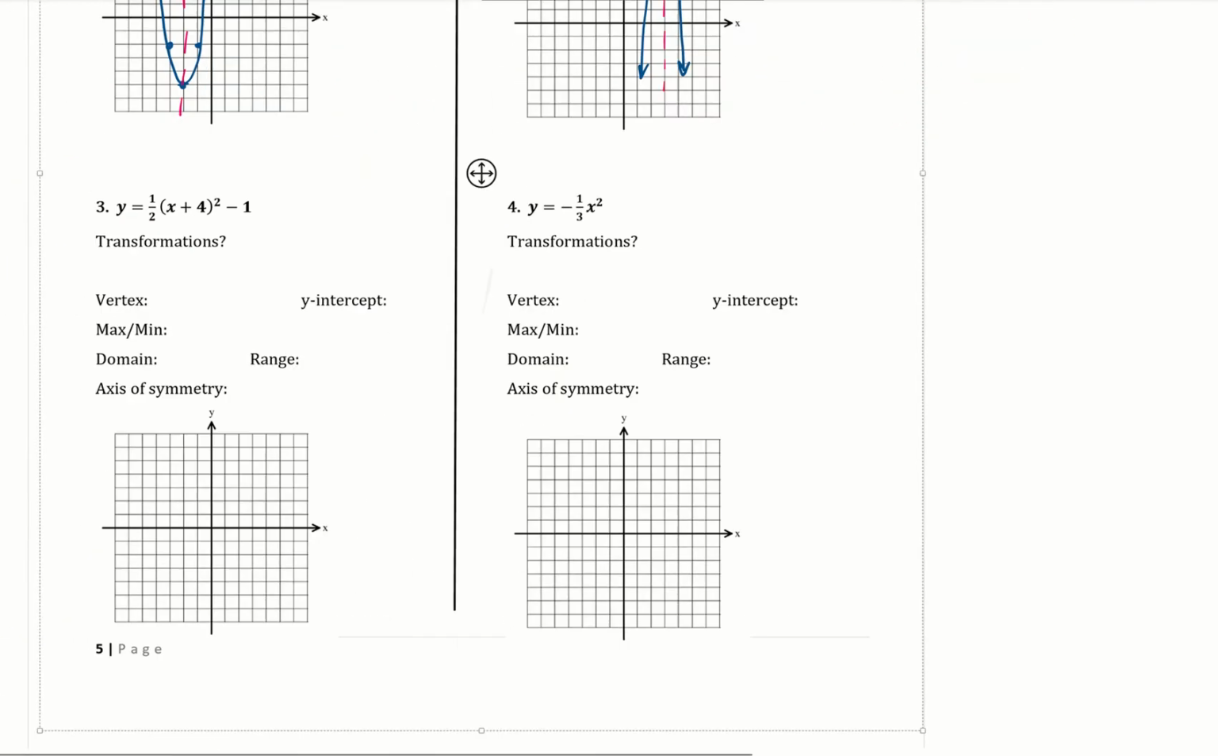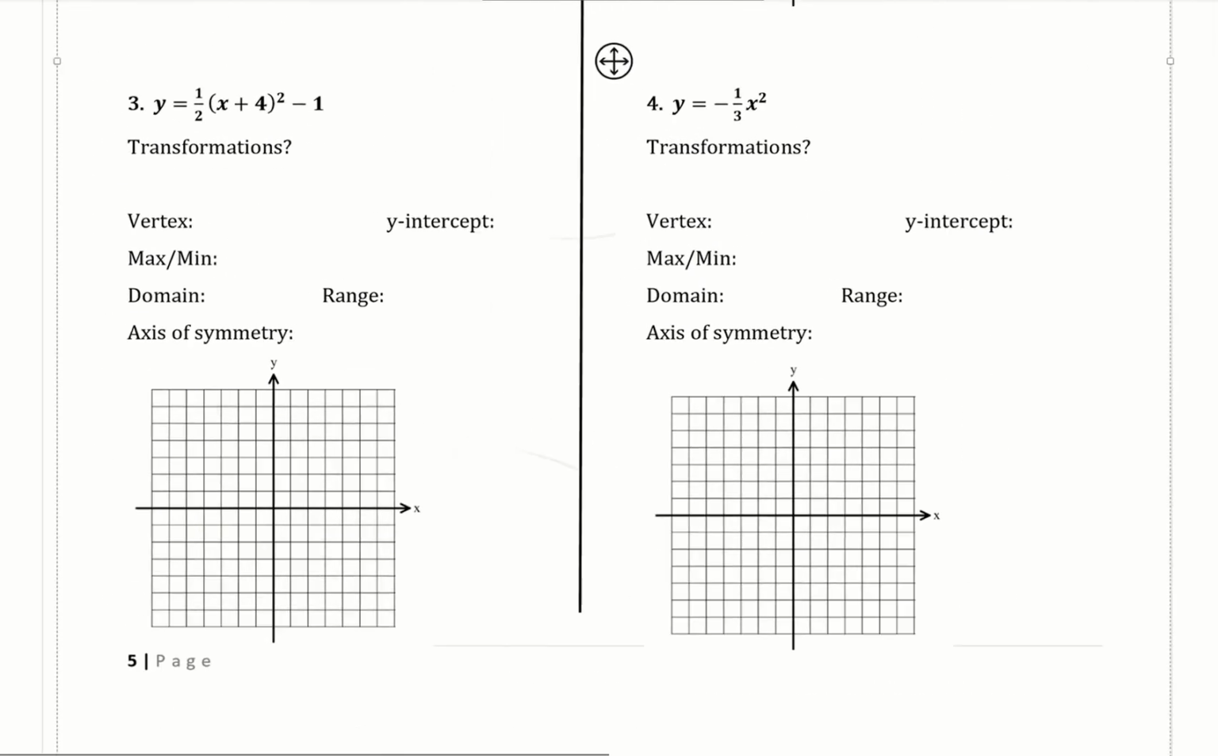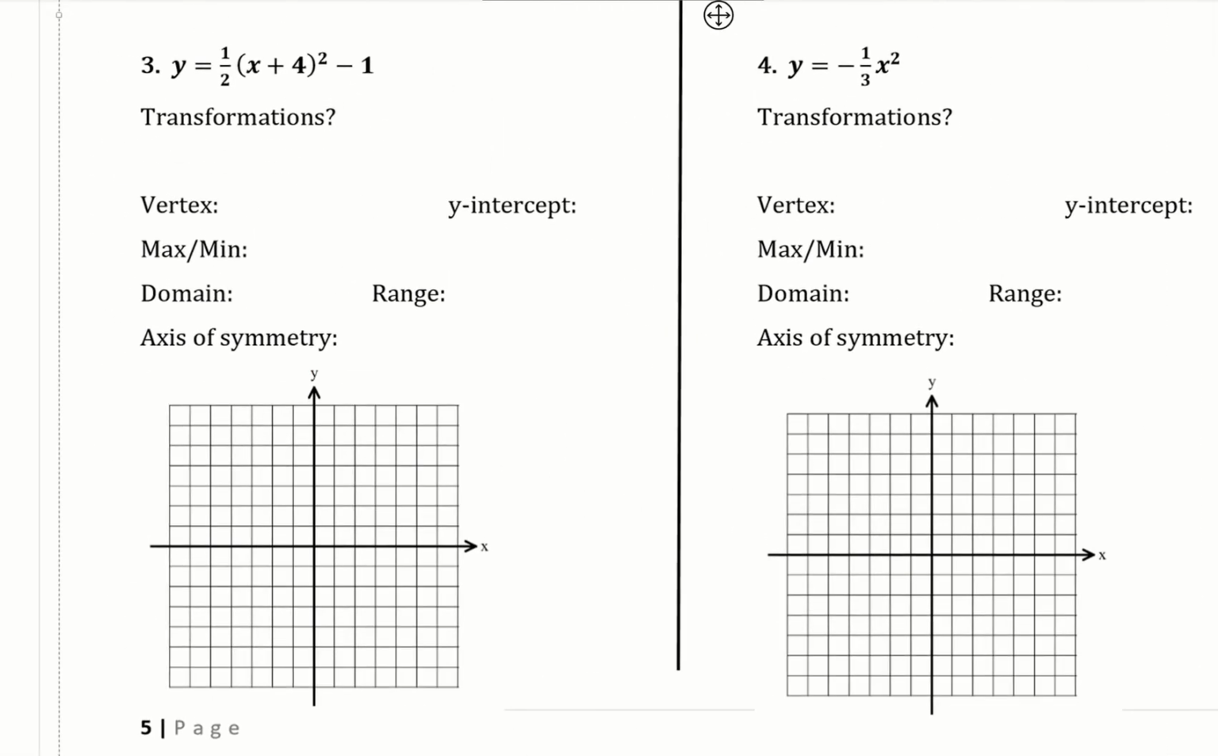All right, a couple more examples and then we'll call it good. So for number 3, again, pause it, give it a shot on your own. The 1/2 in front is a compression. So it's compressed by 1/2. Plus 4 is going to move it to the left, so we're going to go left 4. Minus 1 is down 1. So from 0, 0, left 4, down 1.